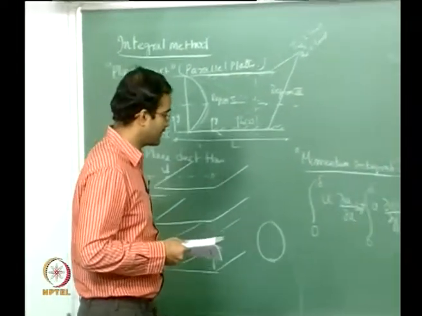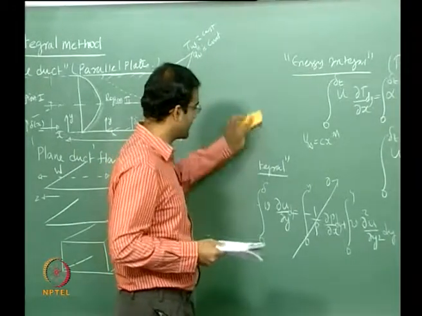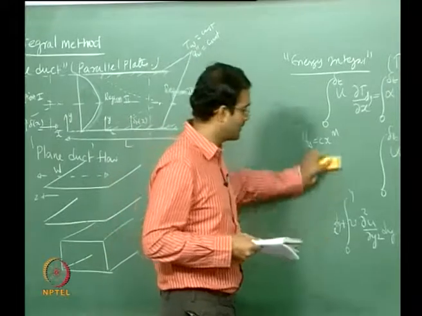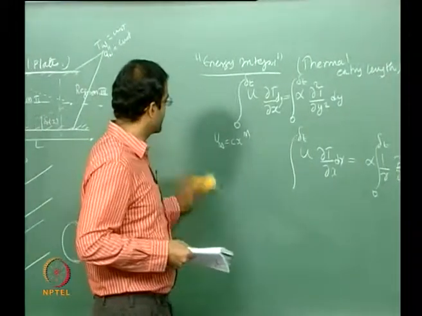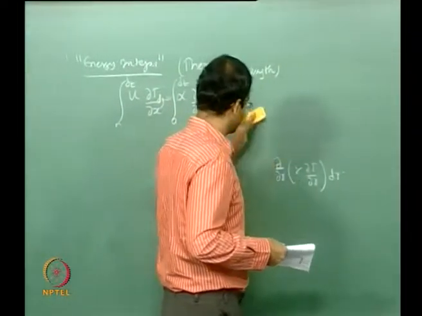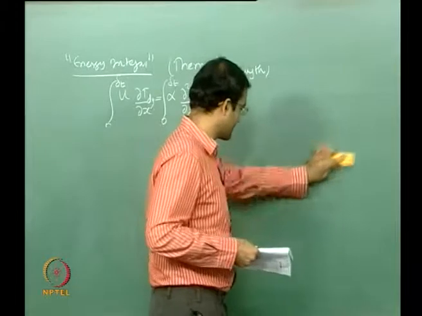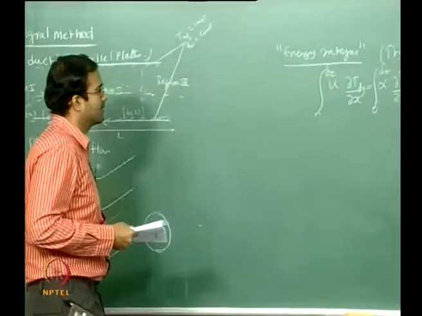So what we will now do is assume that we have a fully developed velocity profile and start with our energy equation and look into the thermal entry length, get the temperature profiles and the expression for the Nusselt number.